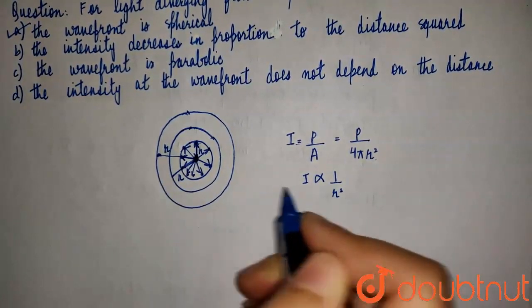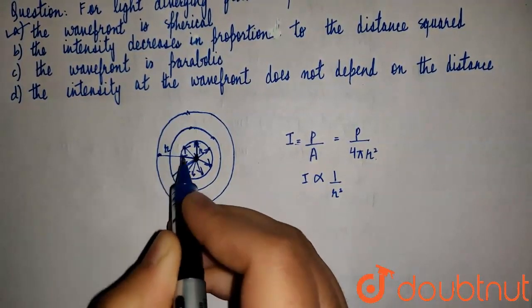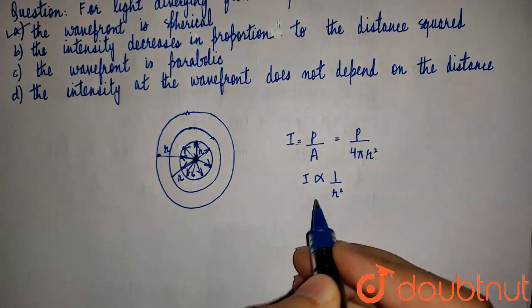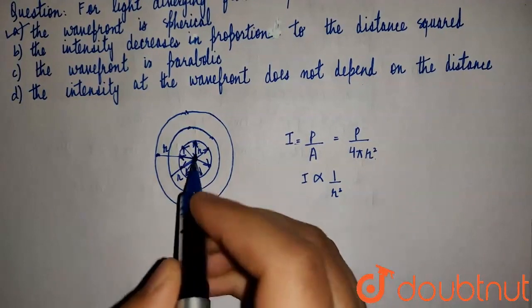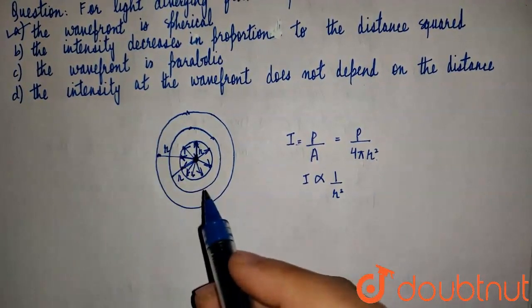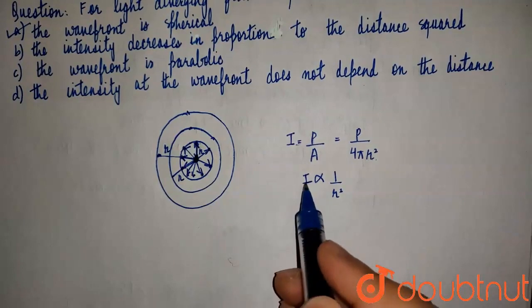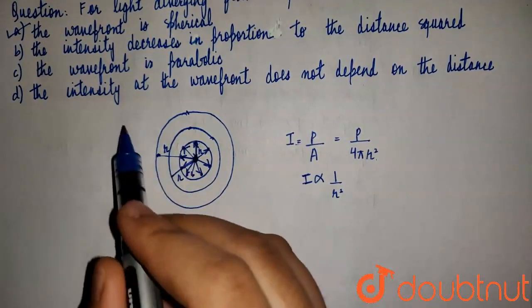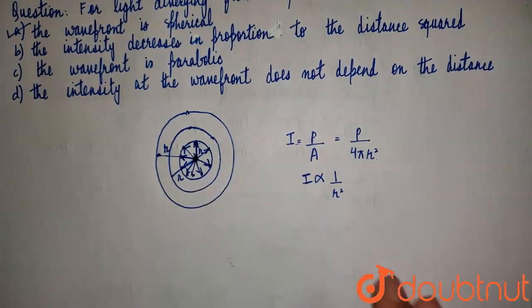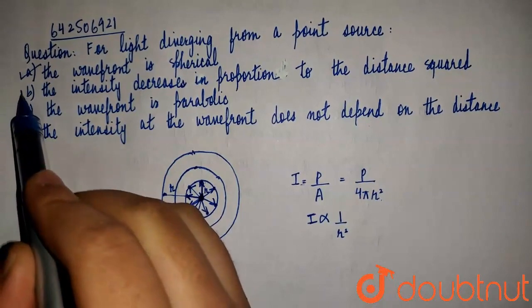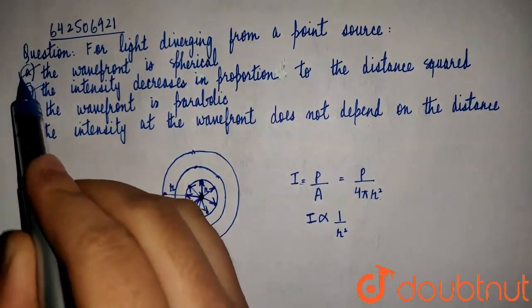It's inversely proportional. So as we go far away from the point source, the intensity will decrease. It's obvious, if we go away from the point source, there will be a time when there will be darkness. Intensity is the measure of energy. There will be no energy, there will be no brightness as we go far from this point source. So yes, the intensity decreases in proportion to the distance squared. So we have two right options, A and B.